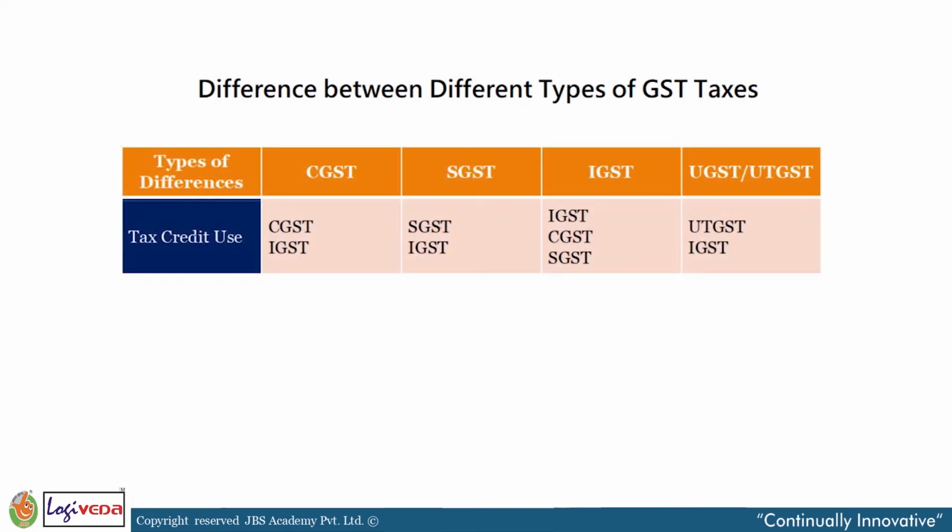Tax credit. IGST tax credit can be taken against IGST, CGST and SGST. CGST tax credit can be taken against IGST and CGST. SGST tax credit can be taken against IGST and SGST, and UTGST tax credit can be taken against IGST as well as the UTGST.